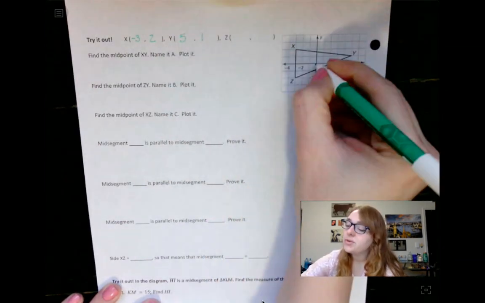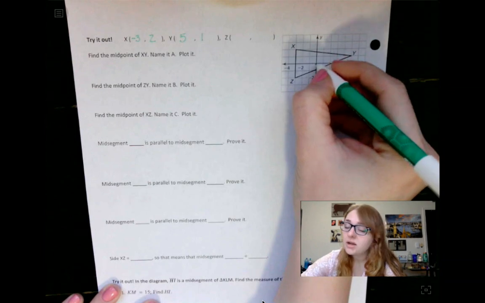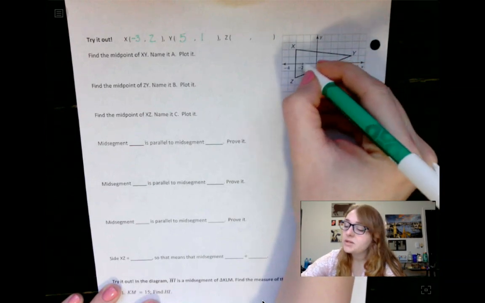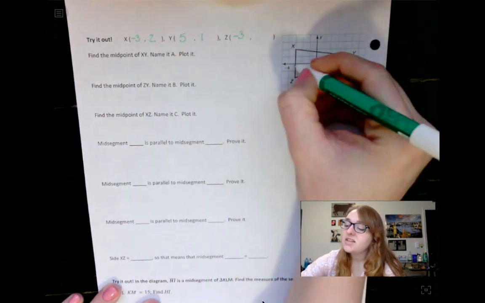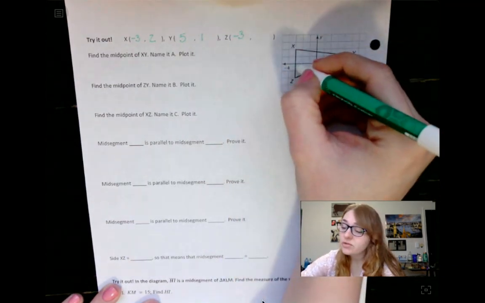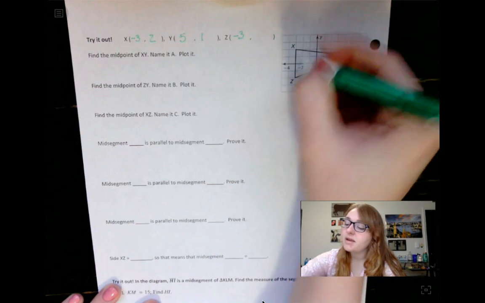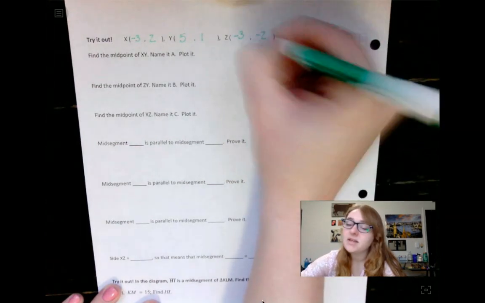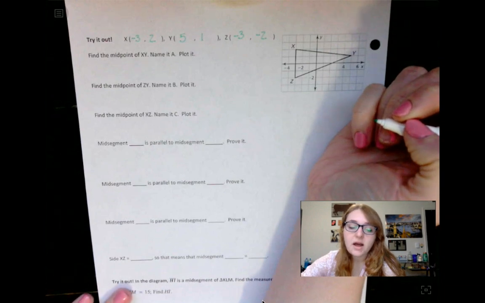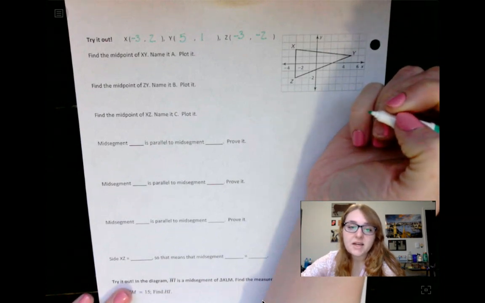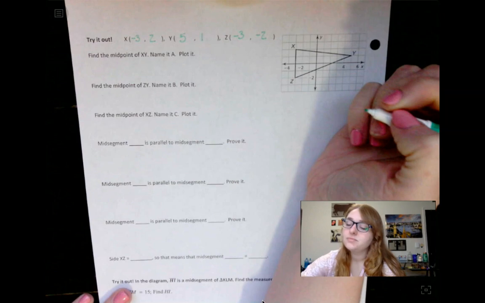And finally, to get to our point z, starting at the origin again, we're moving left 1, 2, 3. So again, this is -3. And then this time we have to count down to get to our point, -1, -2. So our y value is -2. So now we have all three of our points here, and we can find the midpoint of x, y.